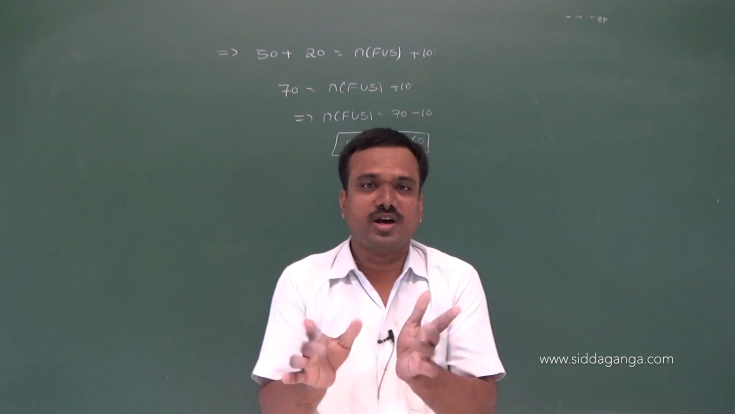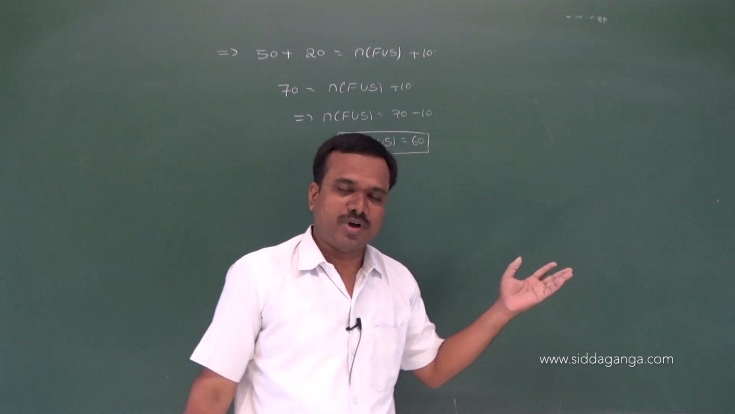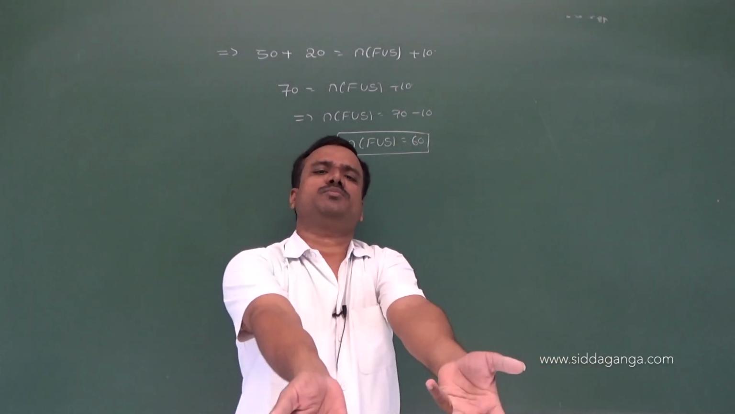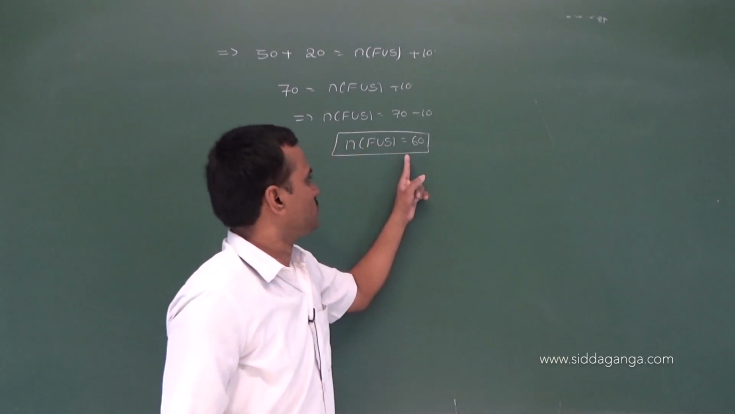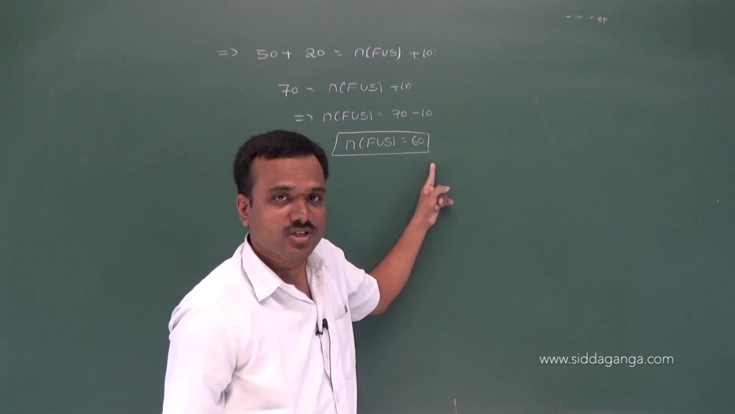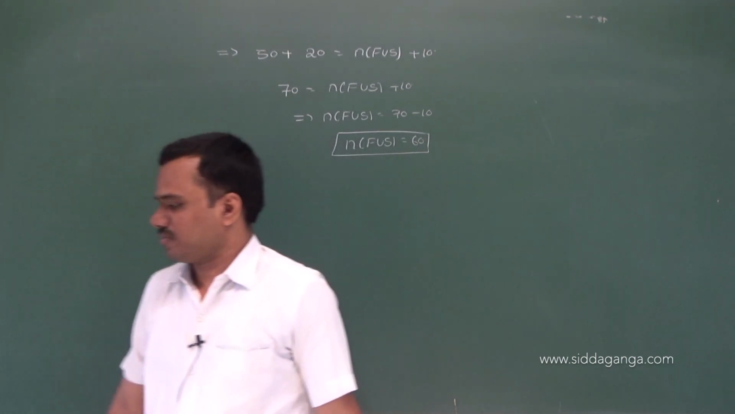So that means 60 people can speak either of the two languages, either Spanish or French or both Spanish and French. The total number of F union S is how much? 60. Understand? This is also a very important problem. Next problem.